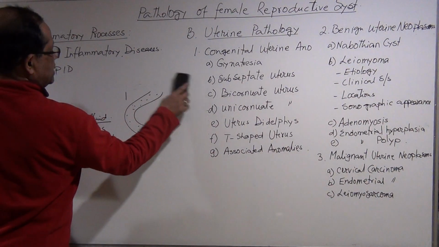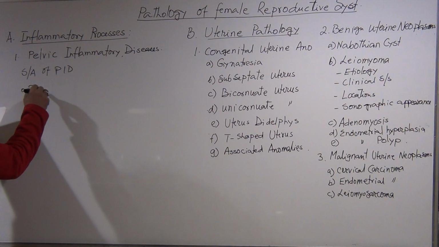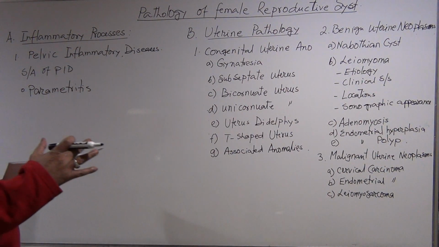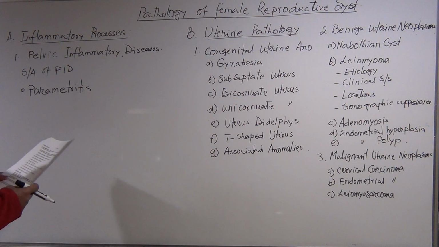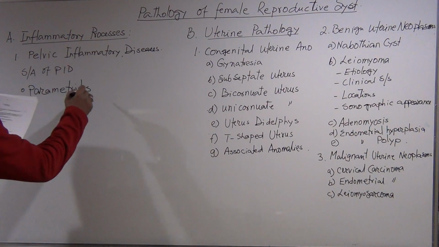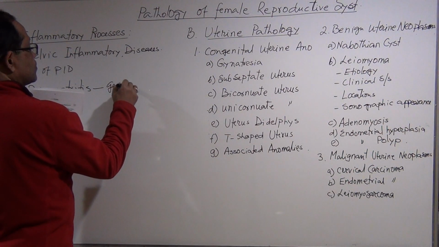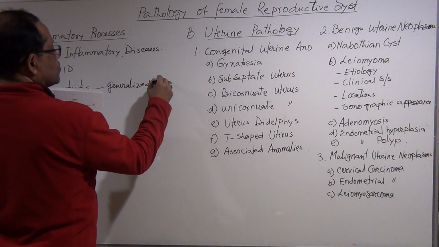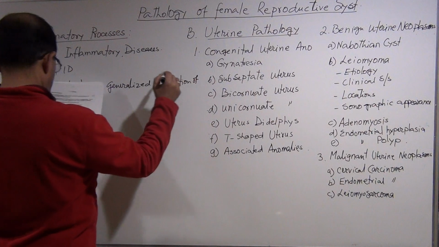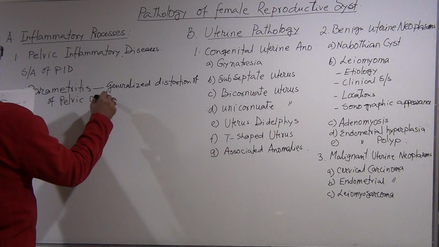parametritis. Let's see what it says. As you know, parametritis means the perimetrium and the broad ligaments are infected. And keep that in mind, both on the right and left side. So in parametritis, there will be generalized distortion of the pelvic anatomy. What does that mean?